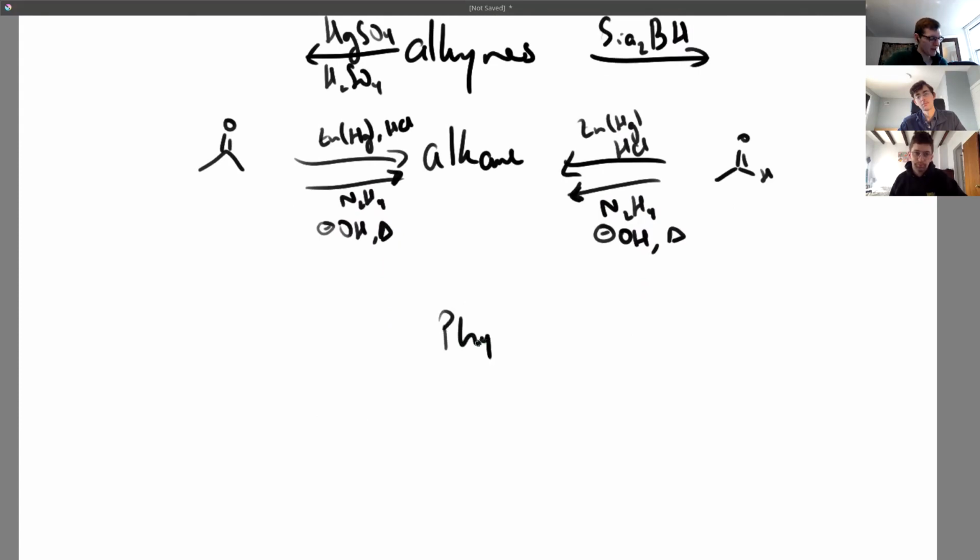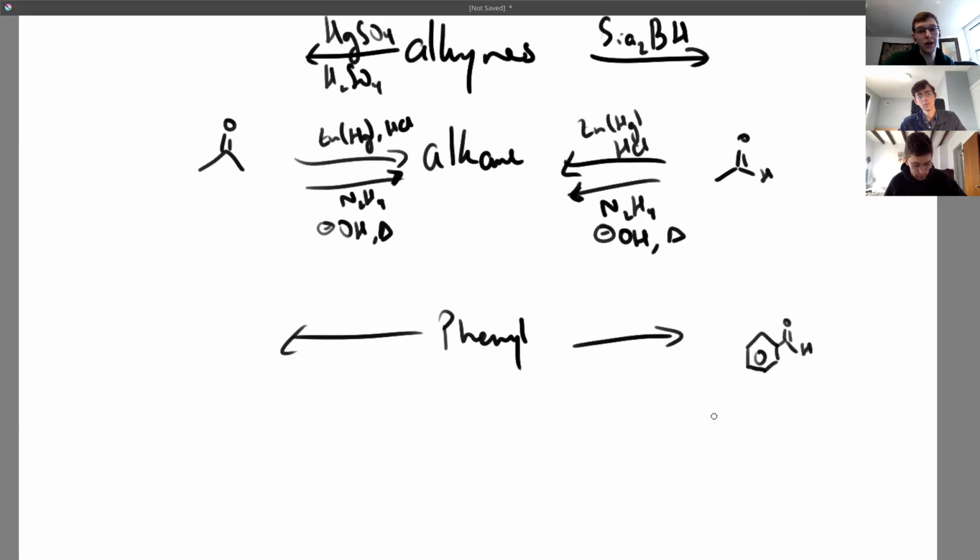Okay, let's say we have a phenyl ring, and we want to attach an aldehyde. There's only one way to attach an aldehyde. The only thing it can look like is that. We can't do some longer chain with an aldehyde because that's just not how these reactions work.